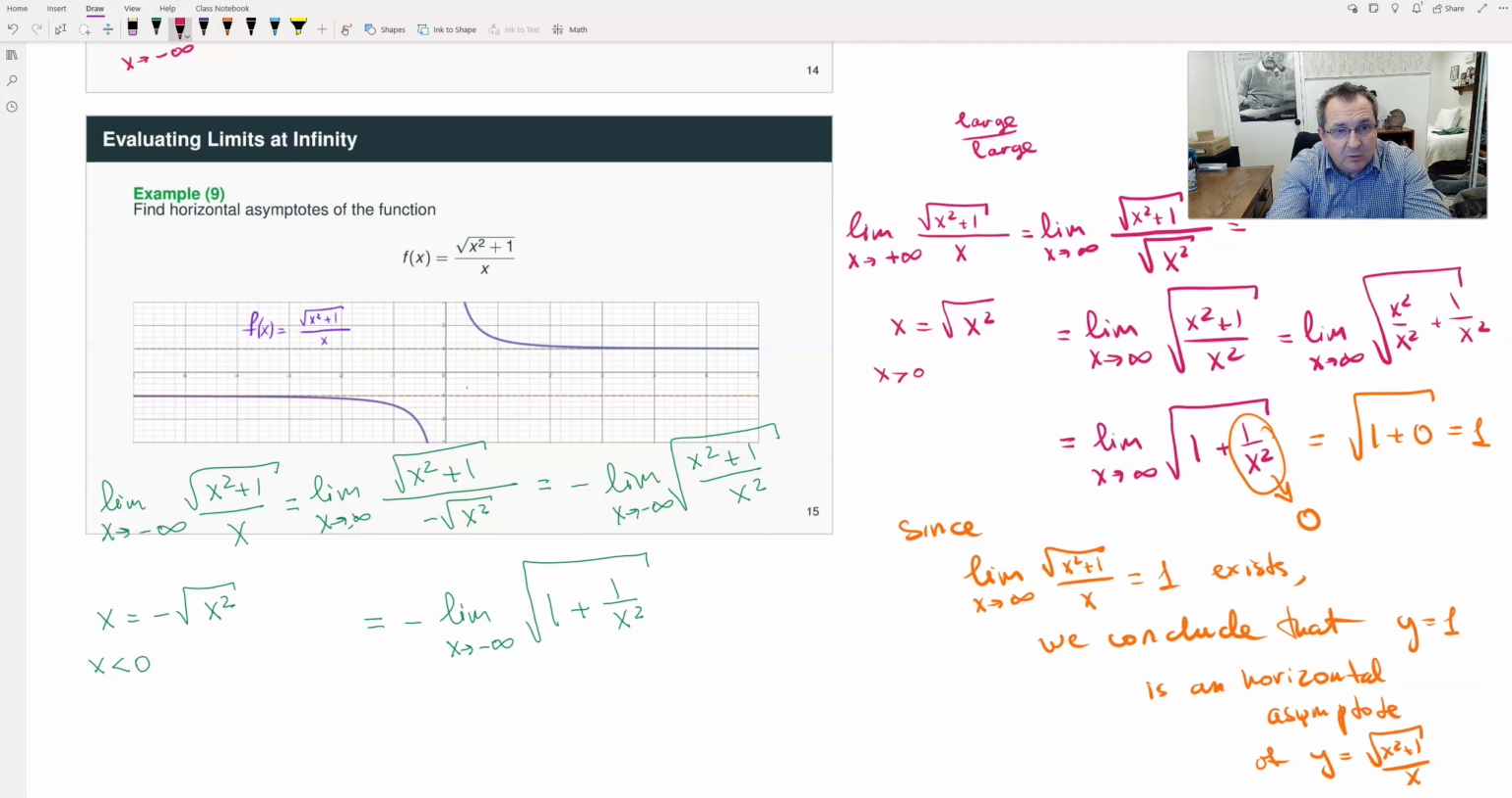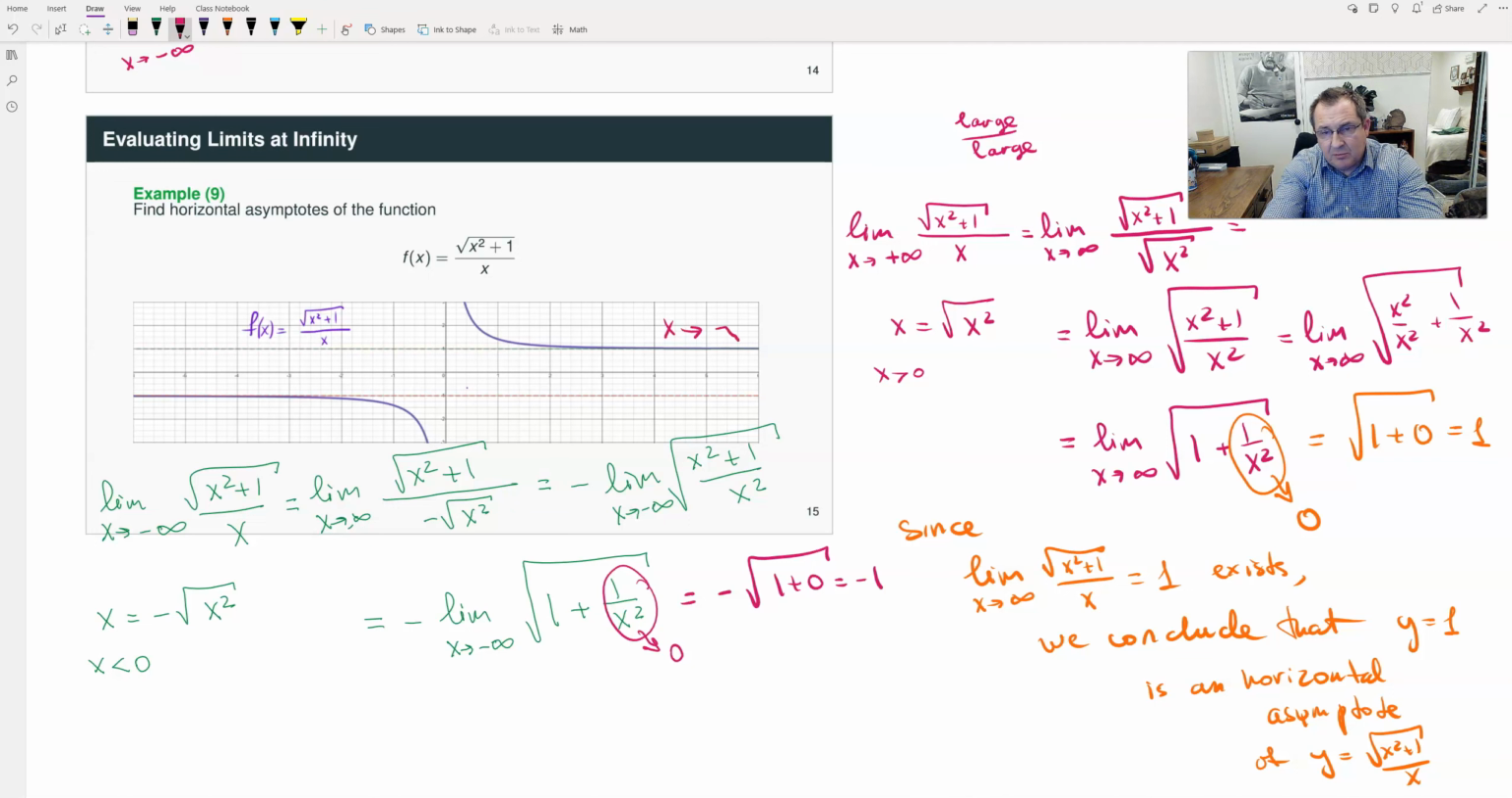Okay, so what can we tell? Now 1 over x squared will go to 0. X will take on a large negative number. X squared will take on an even larger positive number. 1 over x squared will go to 0. So putting it all together, we will have negative radical 1 plus 0 equals negative 1. And that is exactly what we see on the plot.